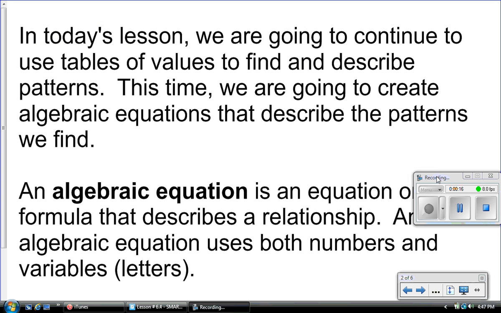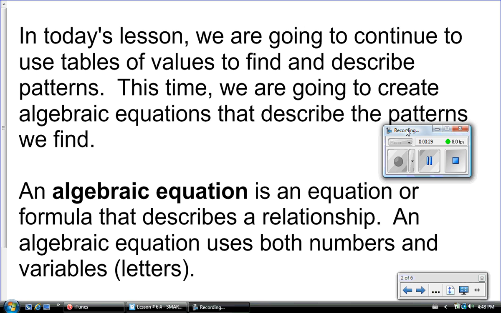In today's lesson, we are going to continue to use tables of values to find and describe patterns. This time, we are going to create algebraic equations that describe the patterns we find. An algebraic equation is an equation or formula that describes a relationship. An algebraic equation uses both numbers and variables. And remember, by variables, that means letters, which we use to represent unknown amounts.